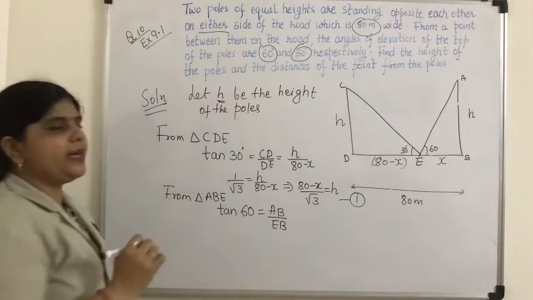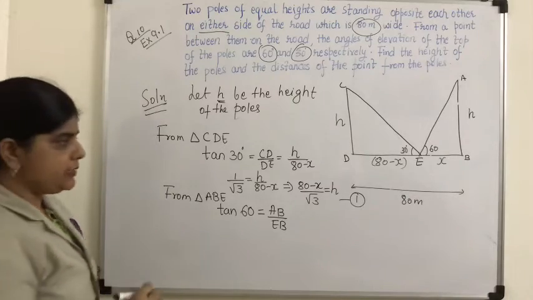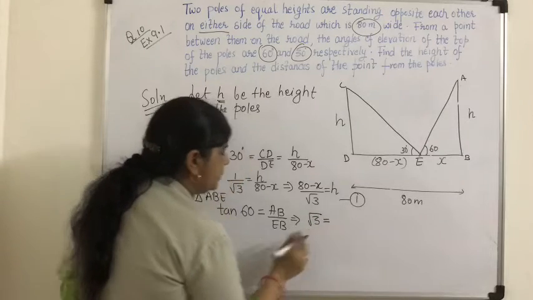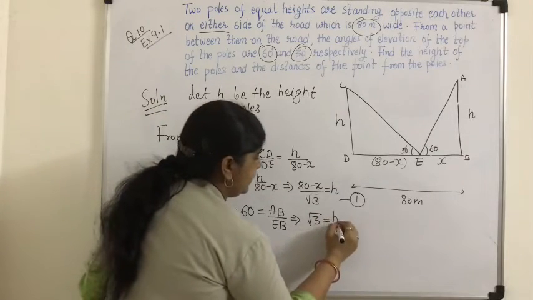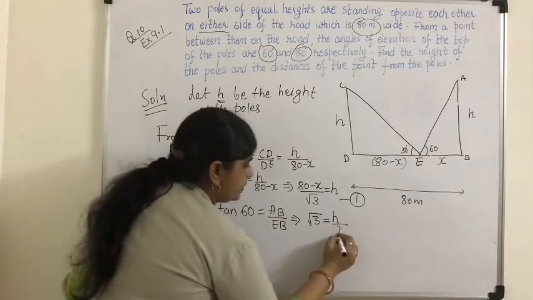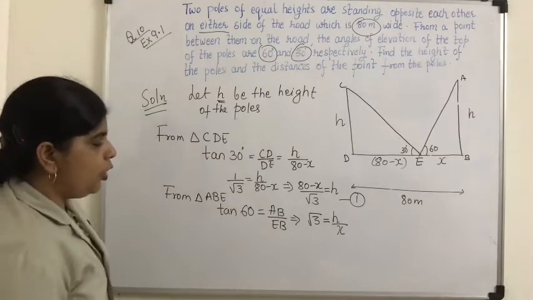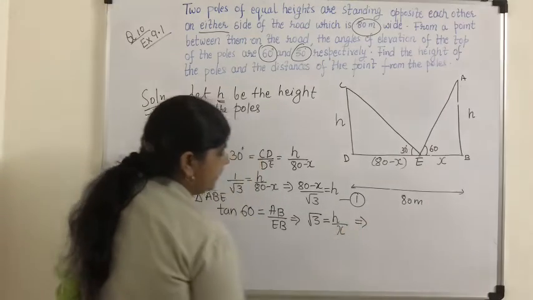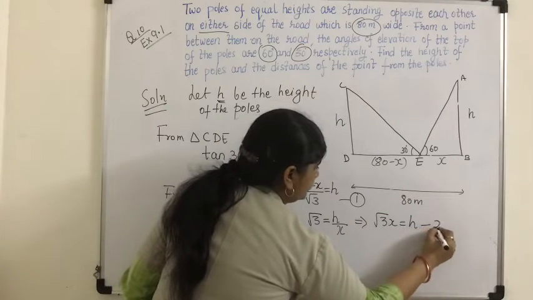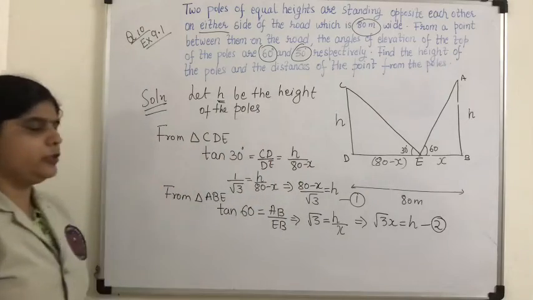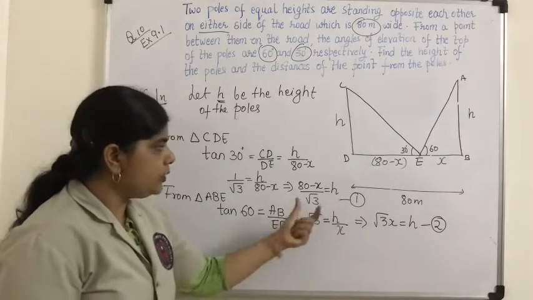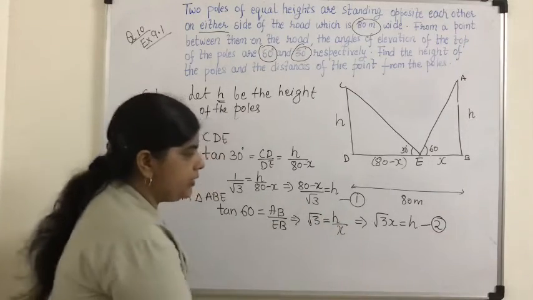Now next step is find the value of tan 60. So tan 60 is root 3 is equal to, what is AB? AB we have taken as h, and what is EB? EB I have taken as x, or I can write root 3x is equal to h. I call it as equation number 2. So solving two triangles, I have got two relations, right? Equation 1 and equation 2.